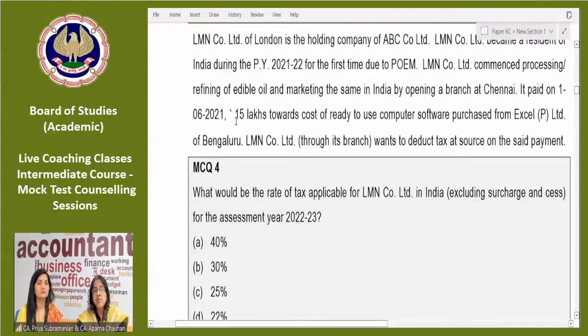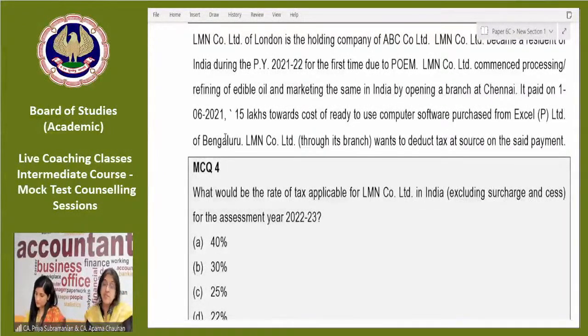On 1/6/2021, it paid 15 lakhs towards cost of ready-to-use computer software purchased from Excel Private Limited of Bangalore. LMN Company Limited wants to deduct tax at source on such payment. Now, first of all, MCQ 4 is based on that. What would be the rate of tax applicable to LMN company in India for the assessment year 22-23? Four options are given.